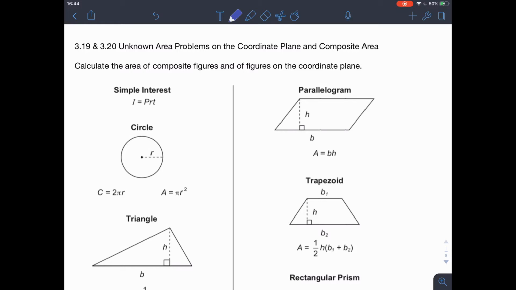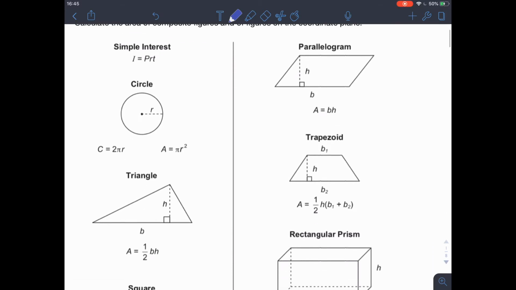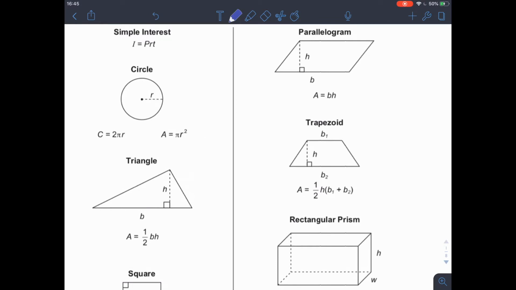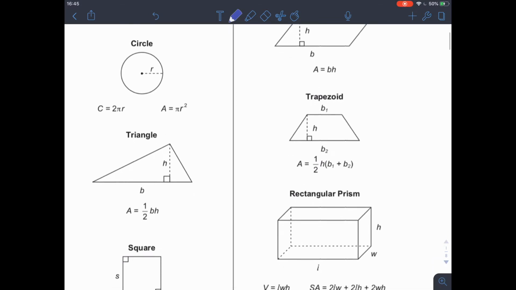Before we get started, I have in the video a screenshot of our formula sheet that will be on the 7th grade Math PSSA. You can also find this in the Canvas course. So you will be needing to refer to a lot of these area formulas throughout this lesson.